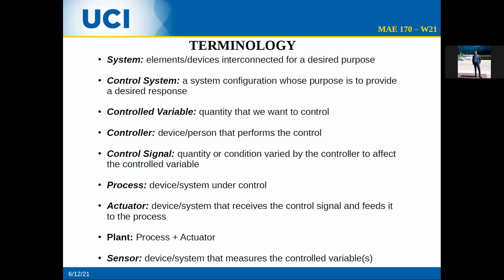And most of the times, process and actuator are fused together, and they're called the plant. So whenever you're hearing about plant, it really means the process plus the actuator. So the actuator is whatever device receives the control and then performs the control action.